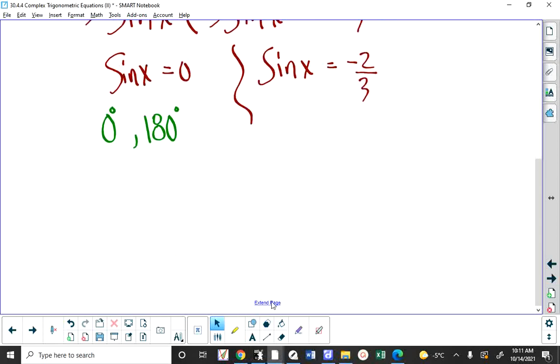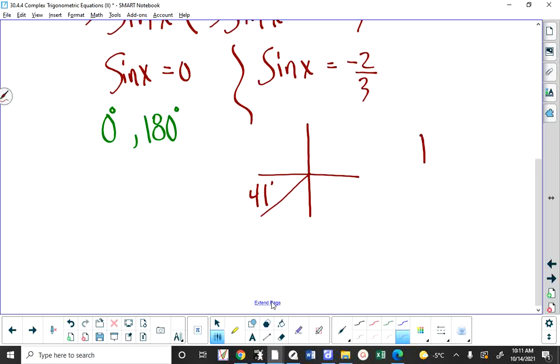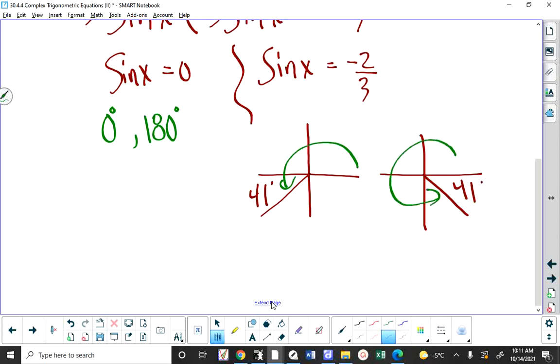So I will draw this. One of them will be 41 degrees here. One of them will be 41 degrees here. You need to figure out what this angle and this angle are. How's my subtraction here? Is it 319? And so this one here would be 360 minus the 41. This is 180 plus the 41.